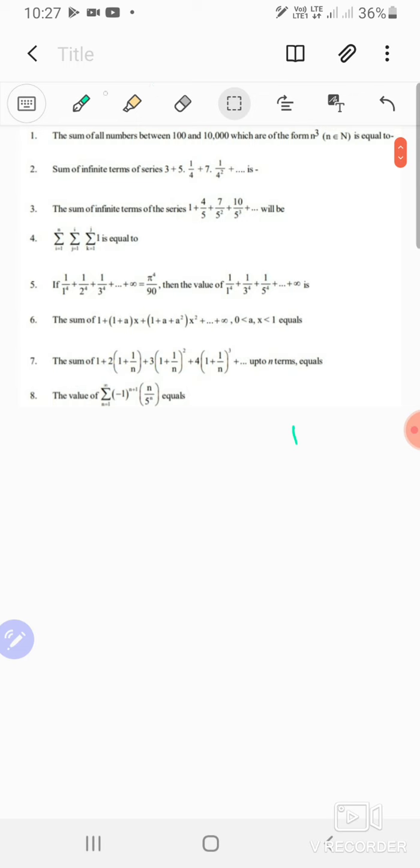So the next question says the sum of infinite terms of the series 1 plus 4 by 5 plus 7 by 5. Wait, we just did that, sorry. So the fourth question says summation from i equals 1 to n. Oh wow. So first of all, let's go from inside out. So you have summation from k equals 1 till j of 1, that is just j itself.